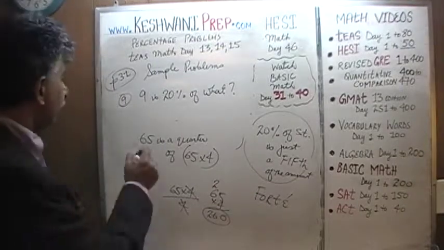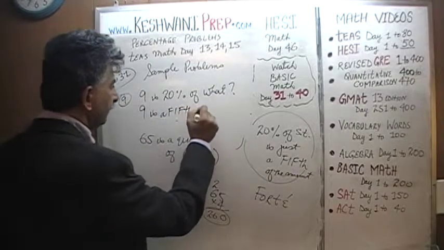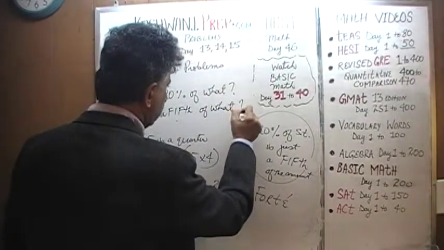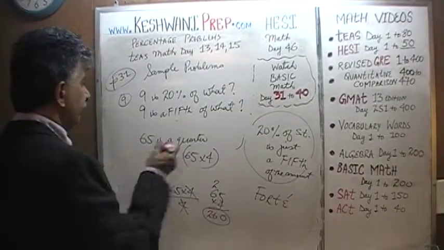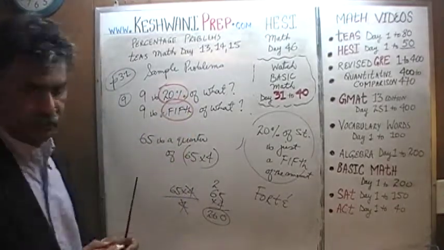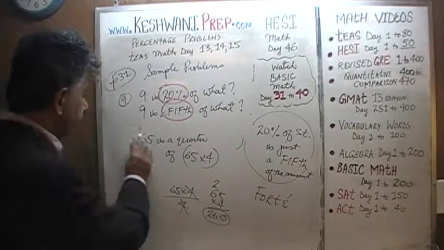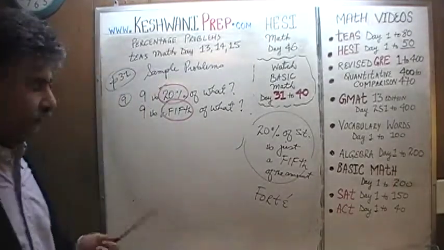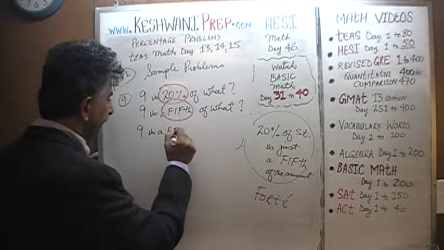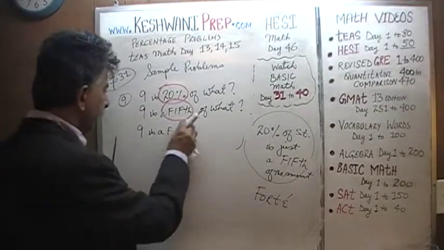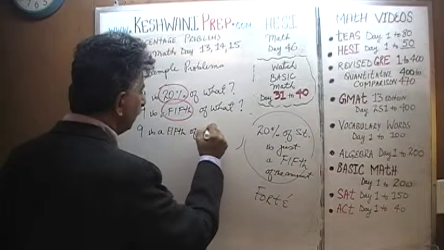So the question here is, 9 is a fifth of what? Because that's what 20% is. 20% of something is a fifth. What do you suppose the answer is going to be? It turns out that 9 is a fifth of 9 times 5.